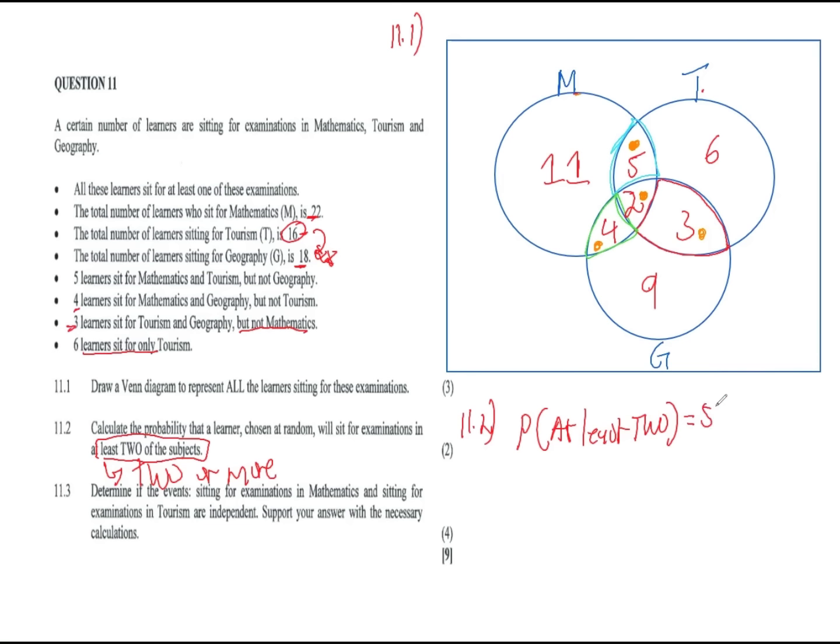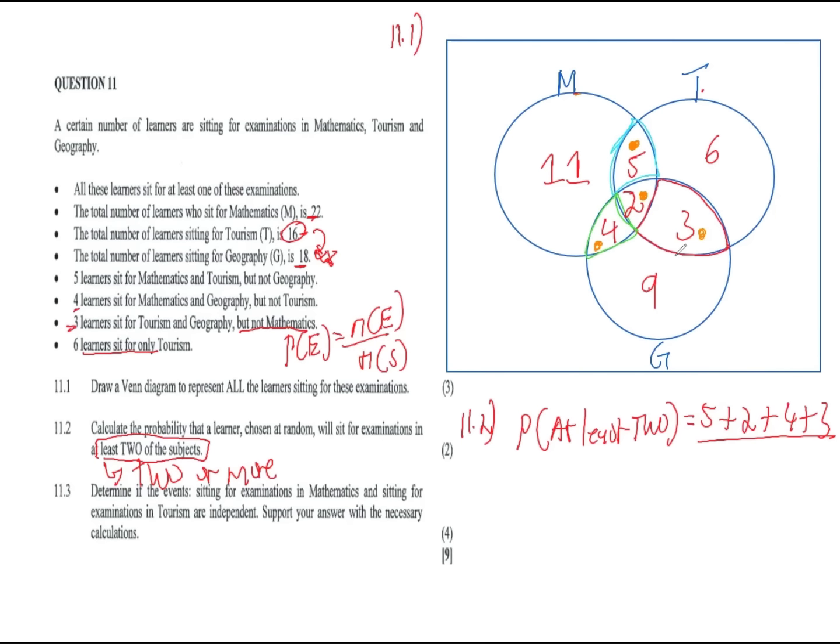So that means we're going to say the probability of at least 2 is what? Is 5 plus 2 plus 4 plus 3. And then all over what? Remember, the probability of an event should always be the number of times that event can occur over the sample space. Now, what is the sample space? We need to find out how many learners were actually being investigated there, right? Of which from here we are not being told. So how do we then find the sample space?